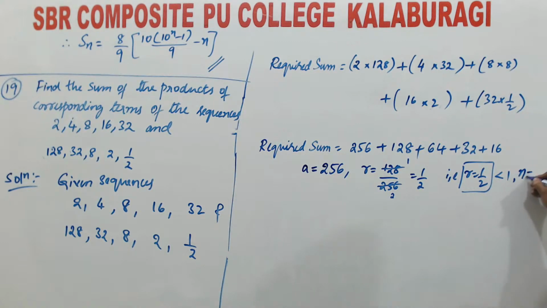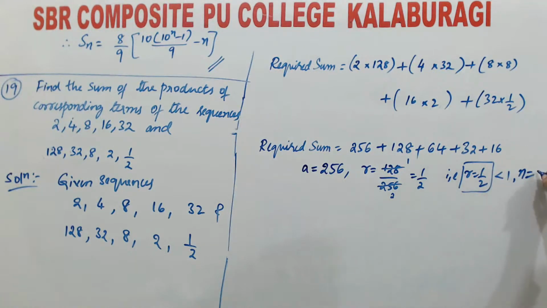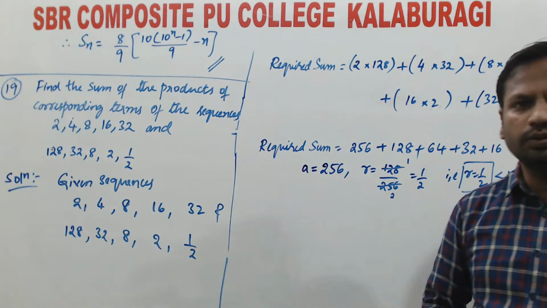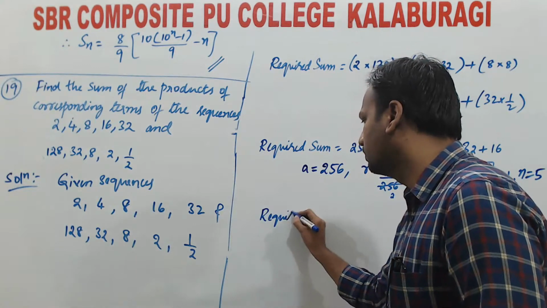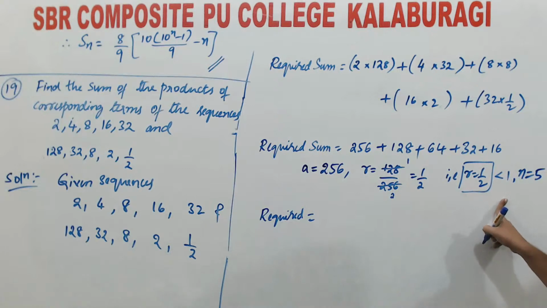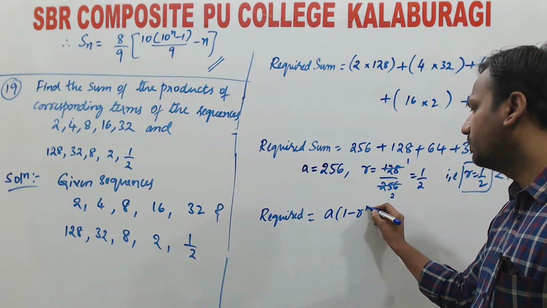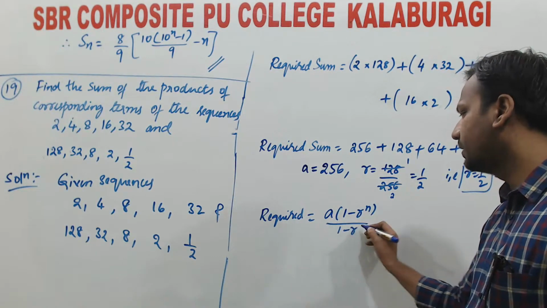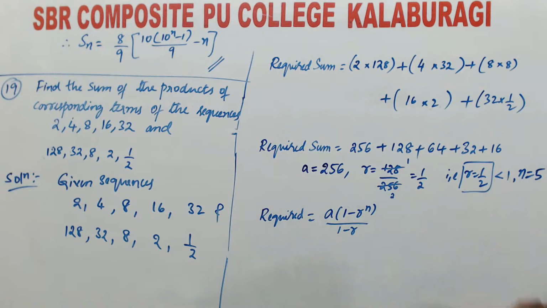And what is the N value, students? 1, 2, 3, 4, 5. N is equal to 5. Now, the required sum. What formula should I apply here? Since R is less than 1, I should use the formula A into 1 minus R raised to N divided by 1 minus R. So this is the SN formula for a GP sequence whenever R is less than 1.